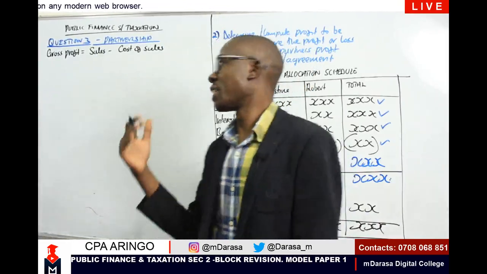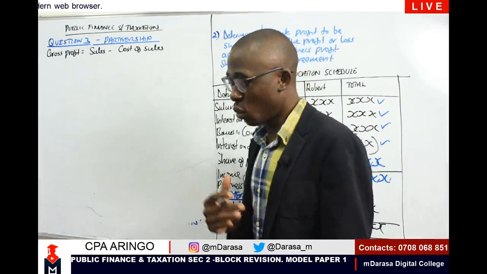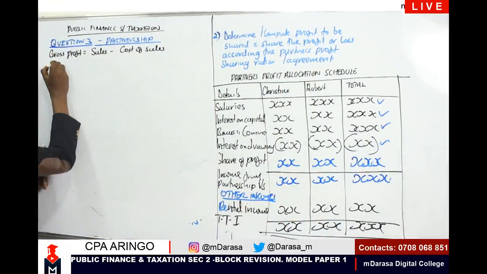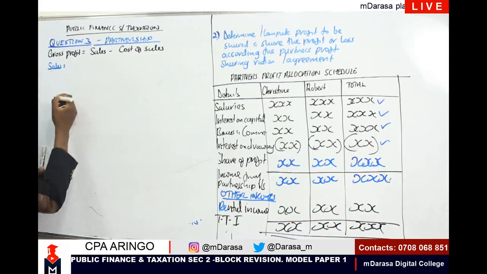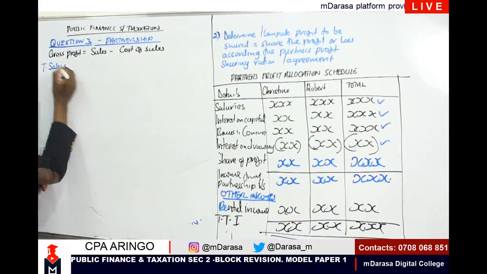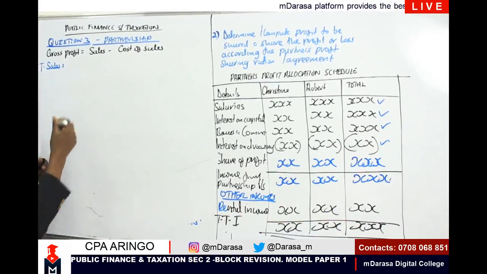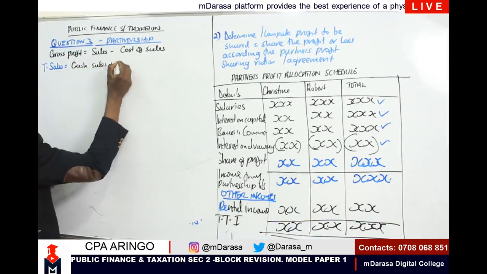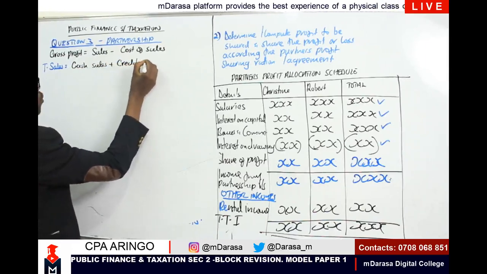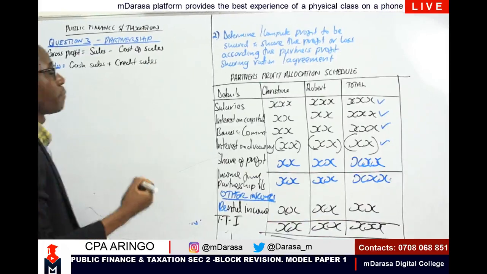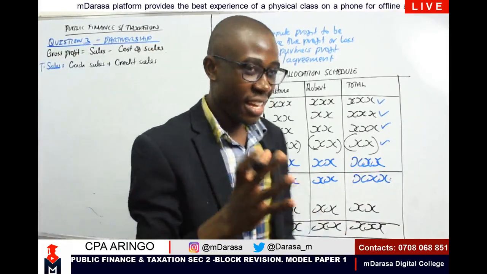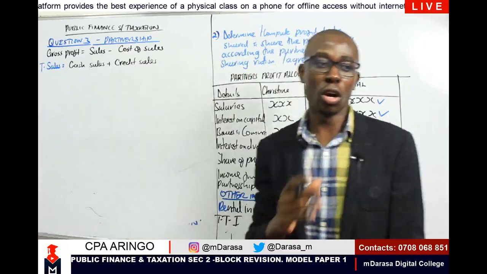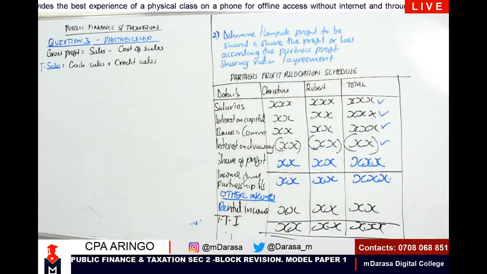The moment I know that I need to work this out, the other question that we can ask ourselves is, were we given the sales? Because I know very well, to determine our total sales, we'll always be talking of our cash sales plus credit sales. I'm going to ask myself, what was I given in this case? Was I given our cash sales or our credit sales?